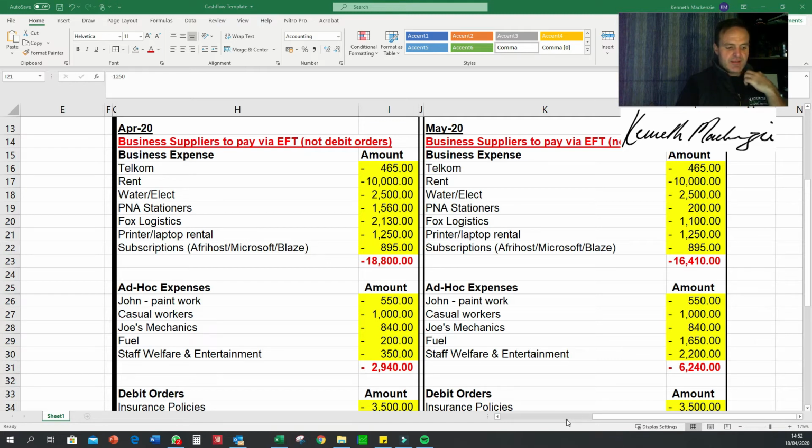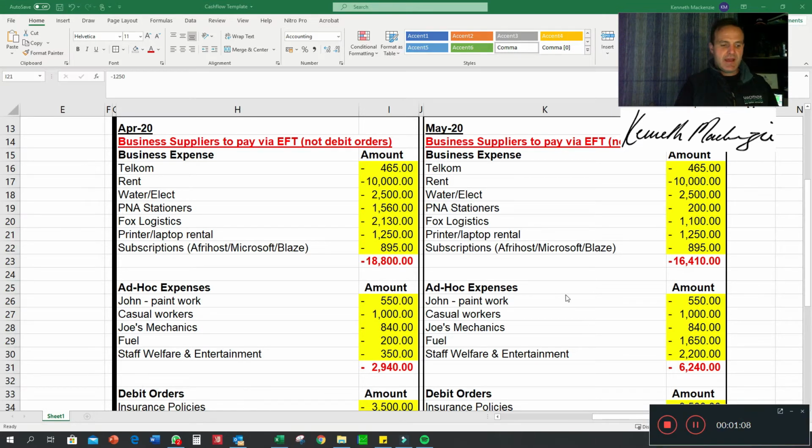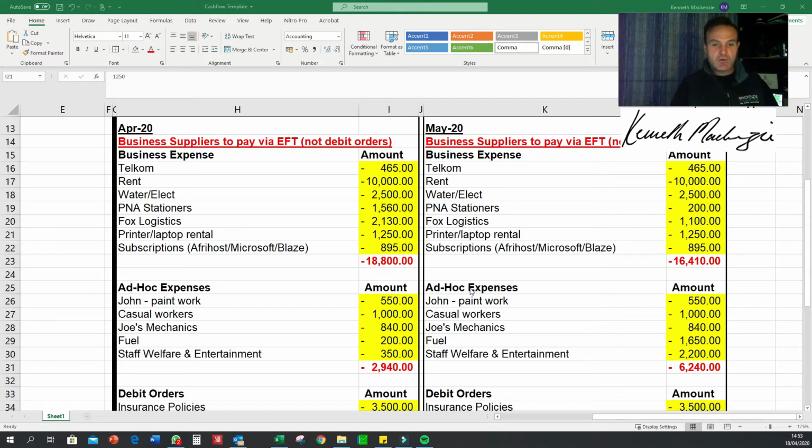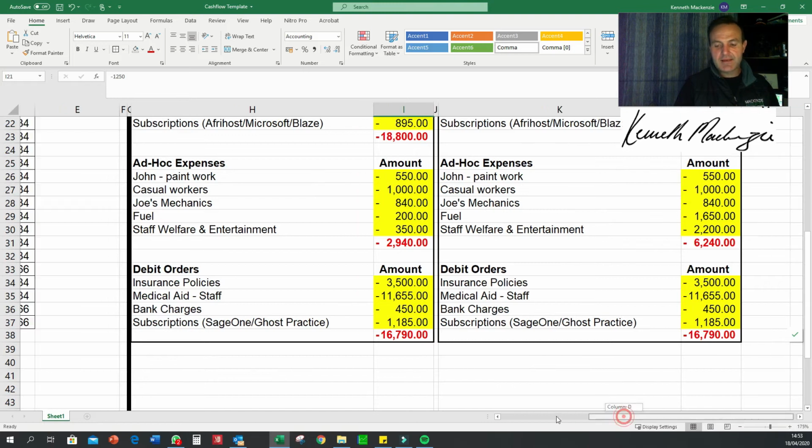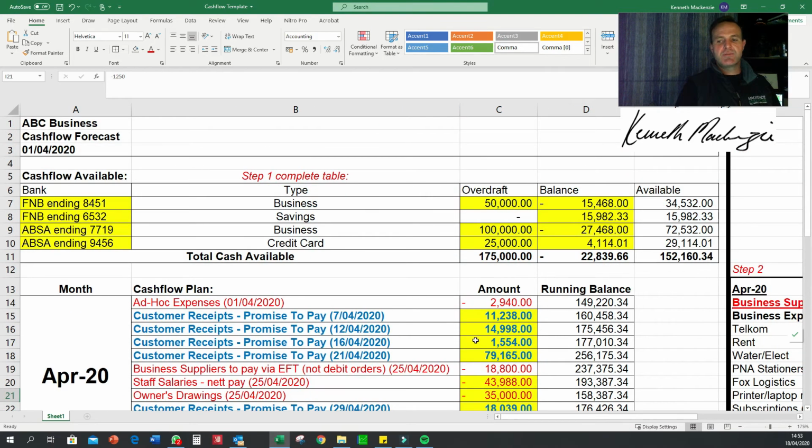This is what you want to be doing. You just want to make sure that the amounts that you're putting in are the real amounts. These are not amounts that you are sucking out of the air. These are actual amounts, right? So after you've done that, then you can head on back to your cash flow forecast.